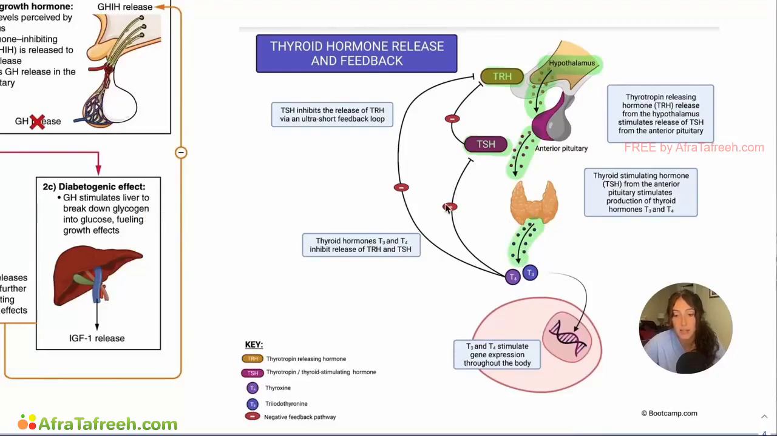T4 and T3 are again going to act as negative feedback for this pathway, and then of course the end result is the release of these thyroid hormones, which can stimulate gene expression throughout the body. They also have very important roles in metabolism, heart rate, and several other processes as well.